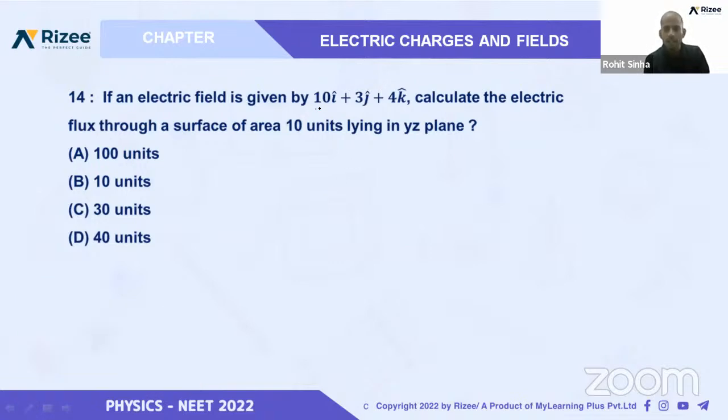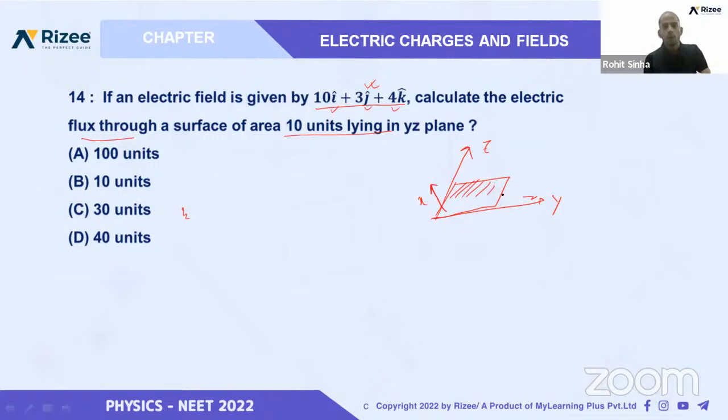It is given that E is like this, along x, y, and z. It is an oblique electric field. Now, it is given to calculate the electric flux through a surface area lying in the YZ plane. That means one side is along the Y axis, and the other side is along the Z axis, and this is the YZ plane. That means perpendicular to it will be the X axis.